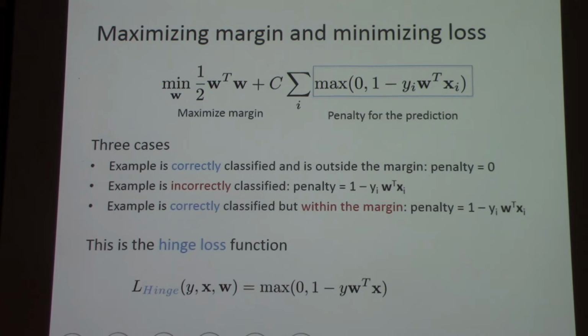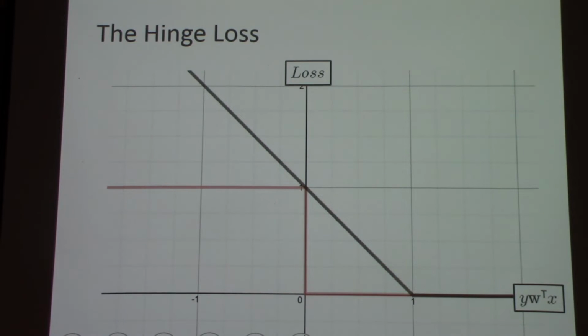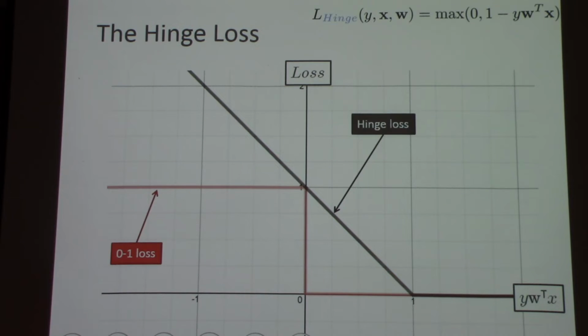There's also a pictorial interpretation. Here I've plotted YW transpose X on the horizontal axis and the actual loss incurred by the objective on the vertical axis. And the red curve is called the 0-1 loss, or the misclassification loss. And the black line is called the Hinge loss. These are just different loss functions, different ways of penalizing classifiers.